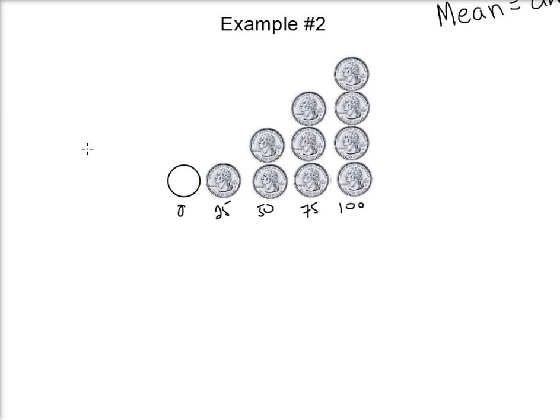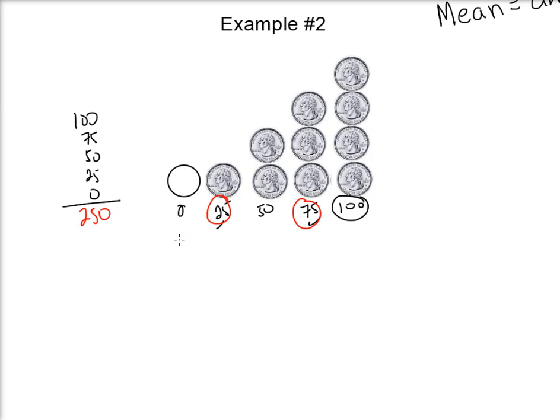All right, so let's add all those values. So we've got 100, 75, 50, 25, and the last is 0. That has no value. If we add all those together, what's the value of each one of those stacks? So 25 plus 75 is going to be equal to another 100. And so that's 200. And plus 50 is 250. So if you add all those together, it's 250.